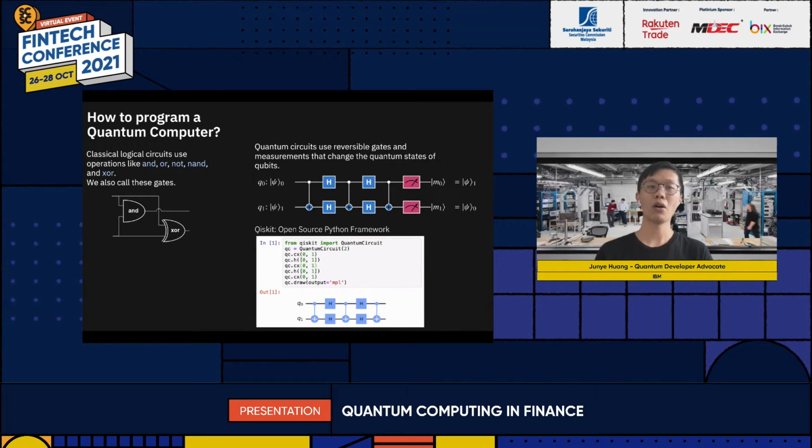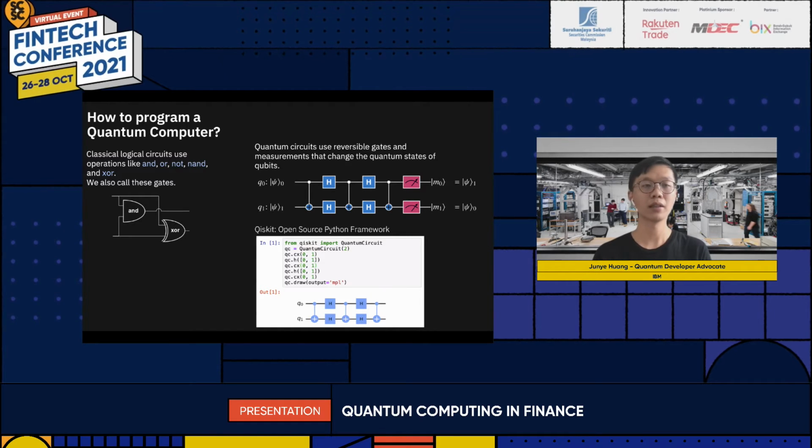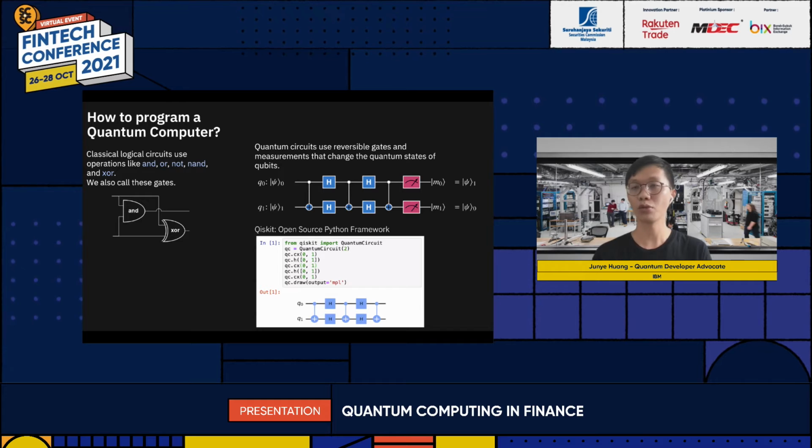Now let's talk about how we program quantum computers. In a classical computer, as maybe you have learned in your computer science class or an introduction to programming, the most basic level operates using logic circuits, like AND, NOT, NAND or XOR, and these we call gates.